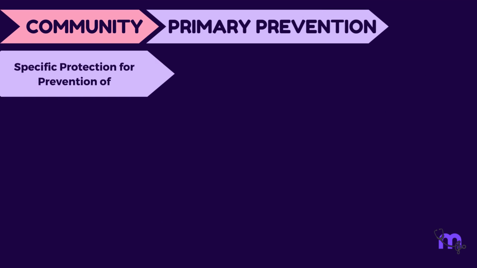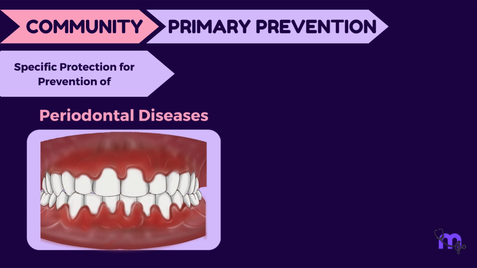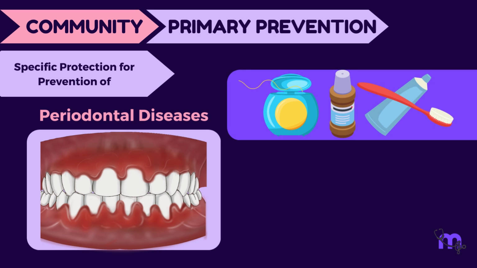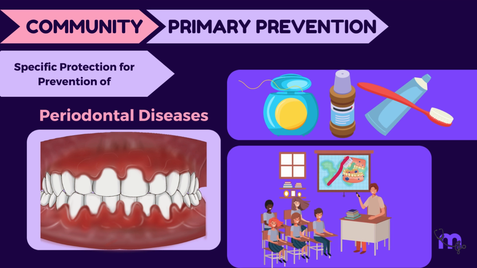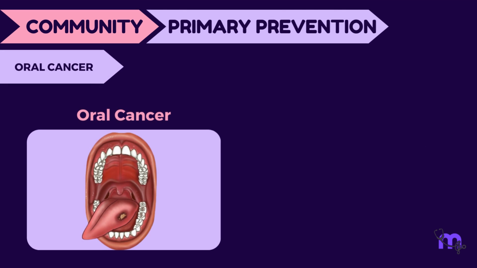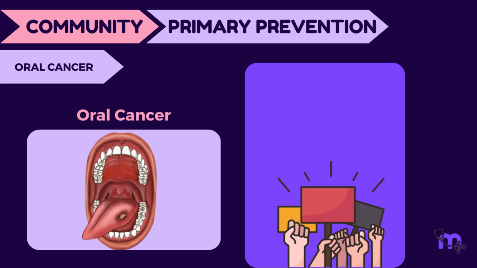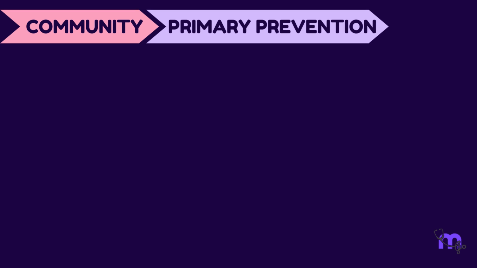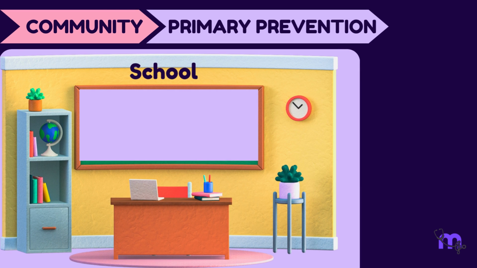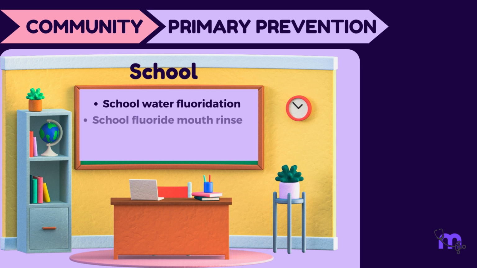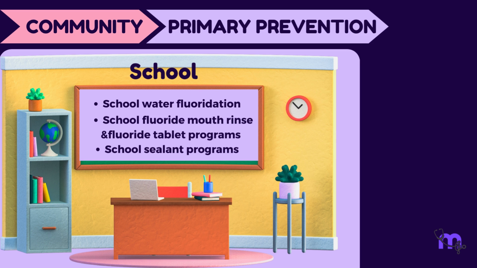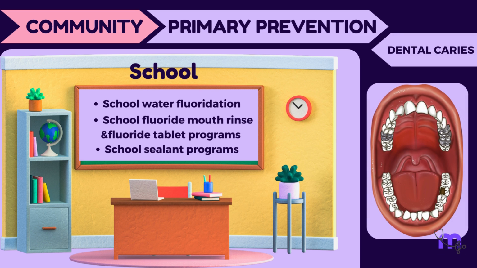Under specific protection for the prevention of periodontal diseases, the community should make oral hygiene aids available alongside organizing supervised school brushing programs. For oral cancer, like an individual, a community as a whole should avoid irritants causing it, like tobacco. Specific programs organized by the community like school water fluoridation, school fluoride mouthrinse, and fluoride tablet programs, as well as school sealant programs, are some of the methods to prevent dental caries at the primary level.